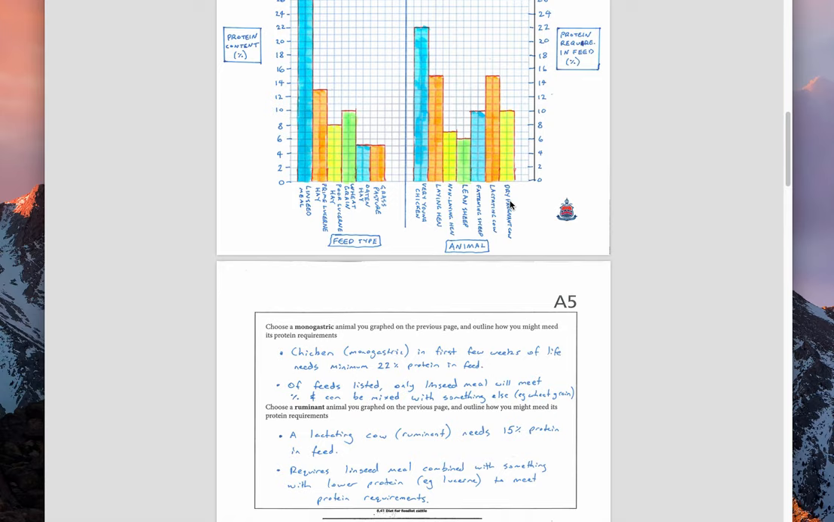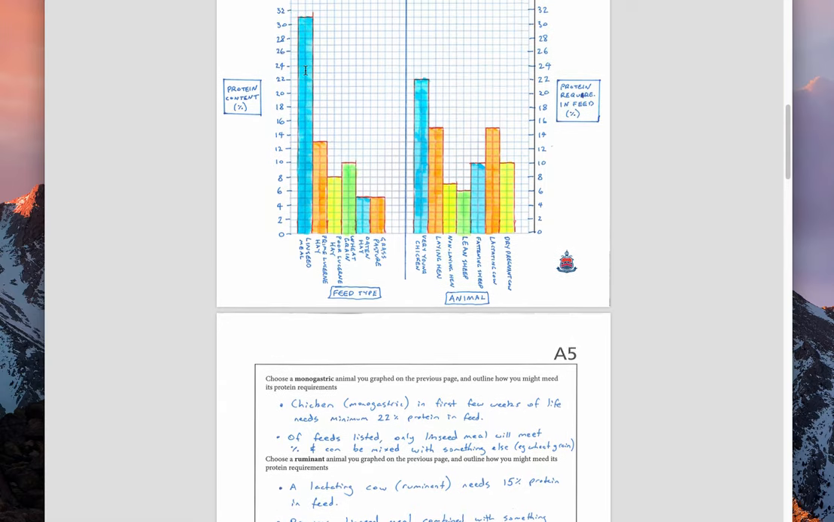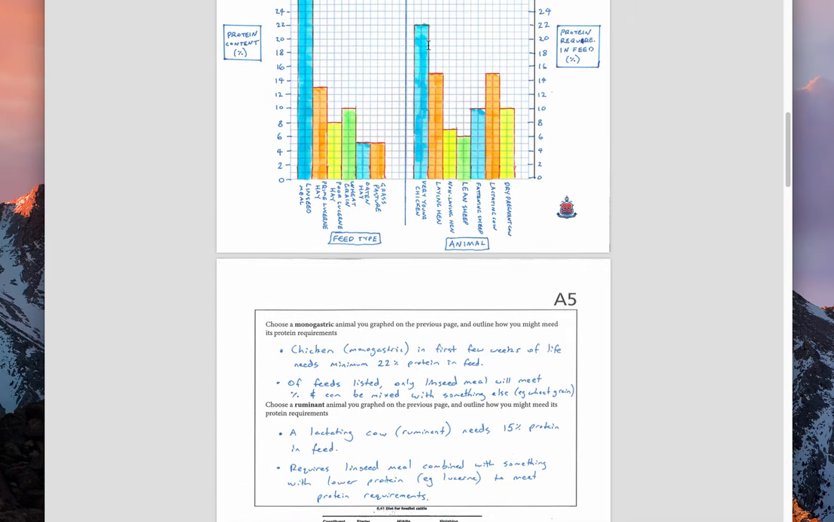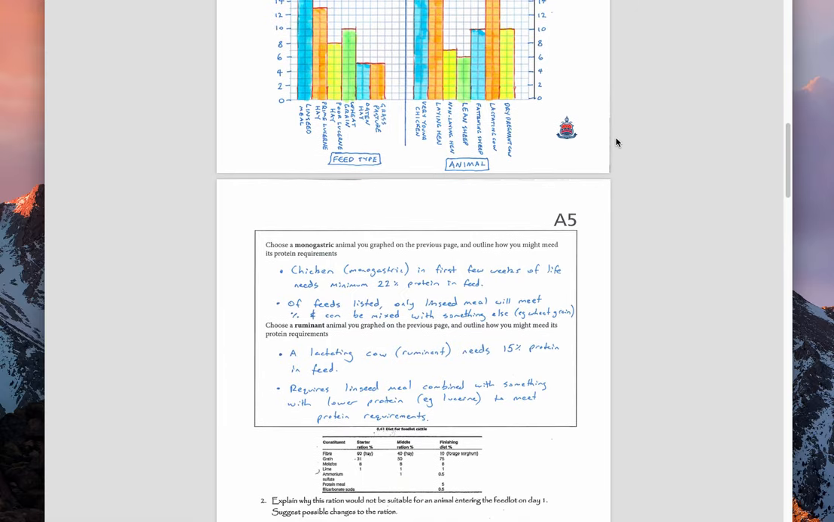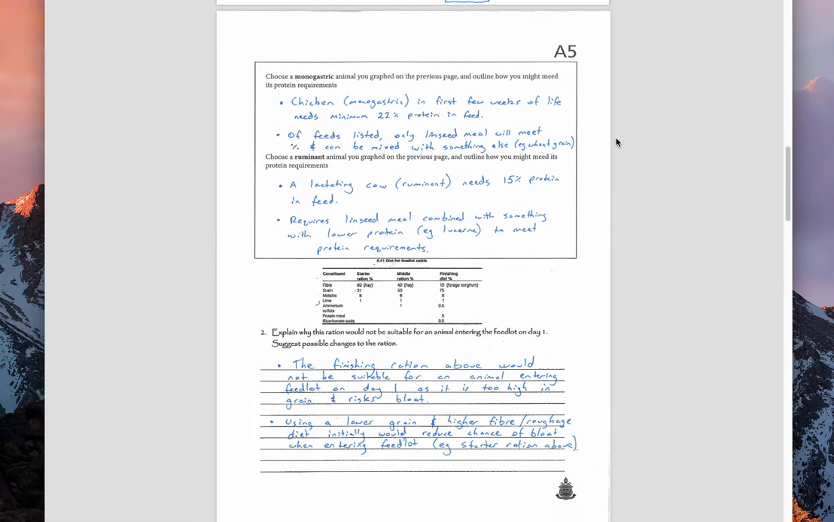Sheep and cows, and I've chosen a lactating cow, which is this orange one here, which means it's producing milk. It needs 15% protein in its feed, and so there's only one feed that has more than 15%, and that's linseed again, which has 31. So we'll need to feed it some linseed meal, but we could also mix that with something like lucerne, so it's got roughage in its diet, and we can make sure that the proportions are correct so that it gets the 15% of protein that it requires in its feed.